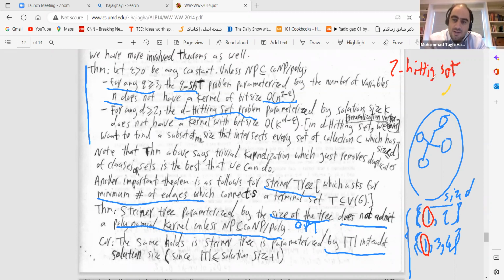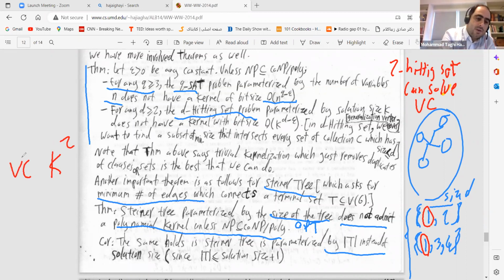is, I will say, equivalent to, or at least can solve, the vertex cover problem. So 2-hitting set actually can solve vertex cover. Actually, it might be equivalent. So this is for 2-hitting set. We knew that for vertex cover, which was a 2-hitting set, there is nothing better than k to the 2.